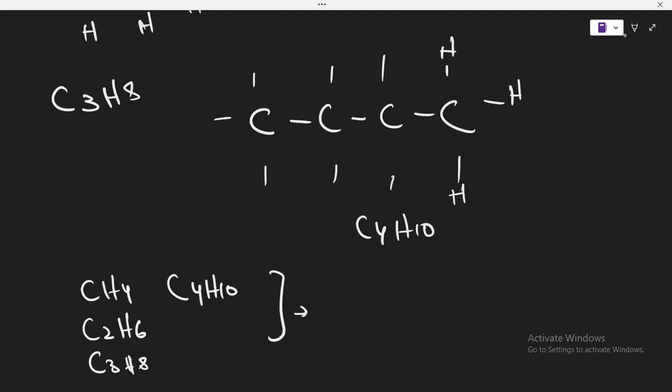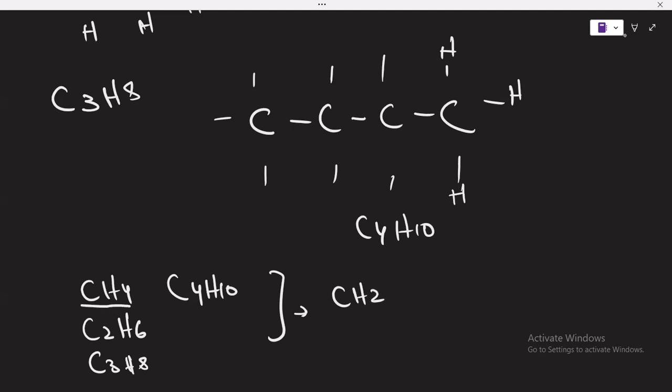Now look at the pattern here. We were talking about the series thing in the homologous series. This is the pattern they were talking about. So whenever you need to remember in the homologous series, when you add a carbon, you are going to be adding two hydrogens as well. So you can remember it this way. Whenever you increase the number of carbons, what you add is a CH2.